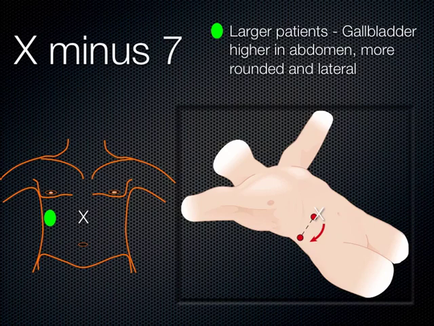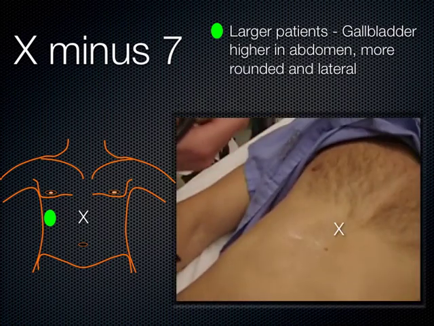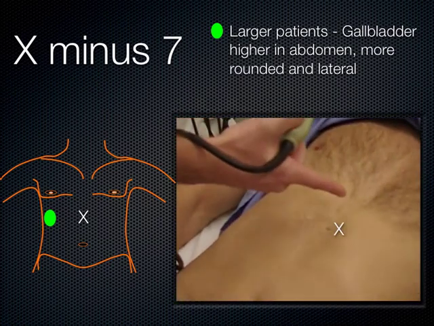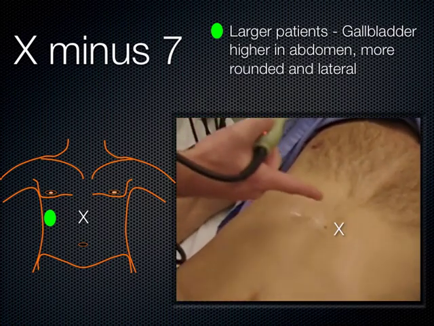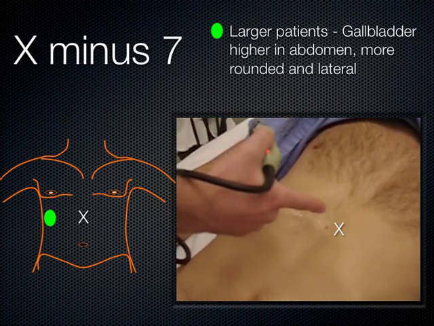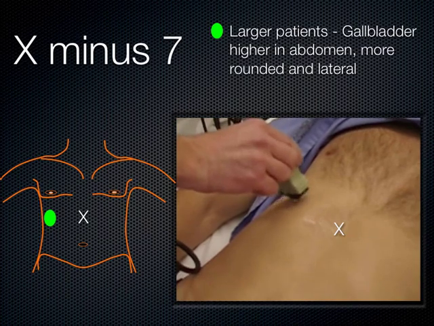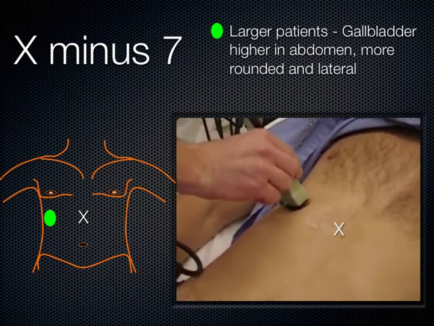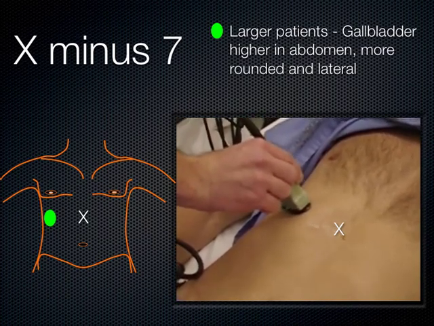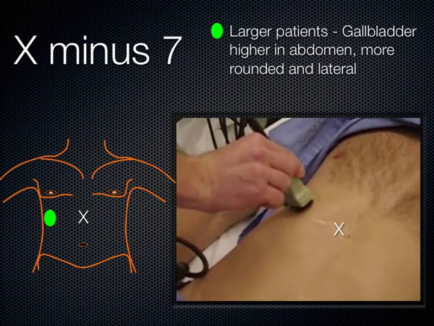What you need to do is do what we call the X-7. In the X-7 approach, the X stands for the xiphoid process. The 7 stands for the 7 centimeters. You're going to go to the right laterally, place the probe perpendicular to the patient's skin, and more often than not, you're going to find the gallbladder in this general area. And that's really, really helpful, actually.